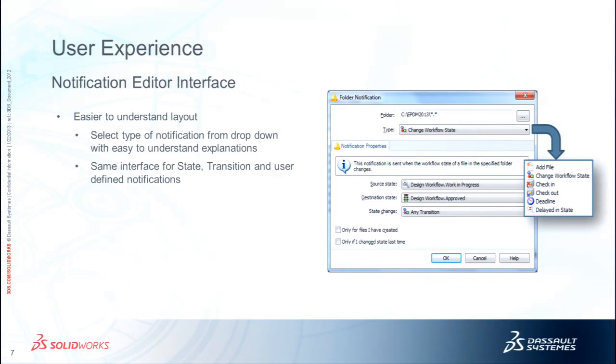The notification editor, I sort of went there before. When you get into the notification editor, it looks a bit different, but it's pretty straightforward. It's like, when do you want to be notified? You want to be notified when somebody adds a file? Do you want to be notified when somebody changes workflow states, checks in, checks out, exceeds the deadline, or is delayed in state? So again, another way of presenting the same types of things that we had before.